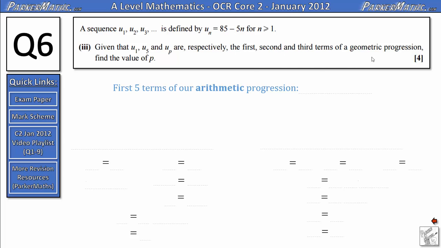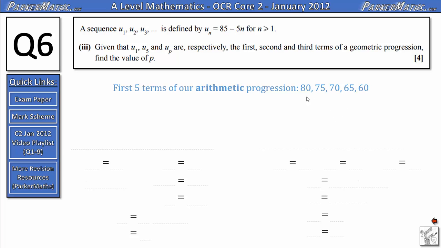In part 3, it says given that U1, U5 and Up are respectively the first, second and third terms of a geometric progression, find the value of p. I'm going to start by writing down the first 5 terms of the arithmetic progression that we considered in parts 1 and 2. We already worked out the first 3 were 80, 75 and 70, and we can quite easily subtract another 5 and then another 5 again and get 65 and 60.